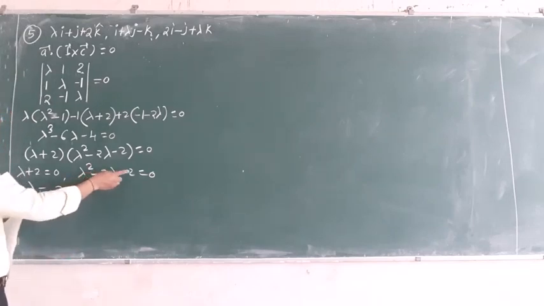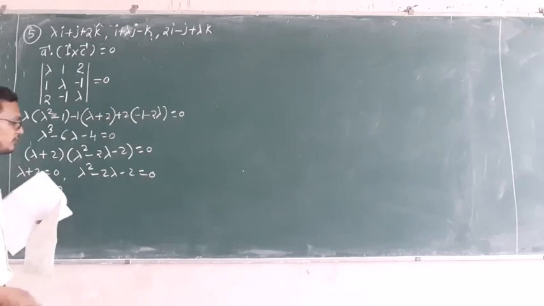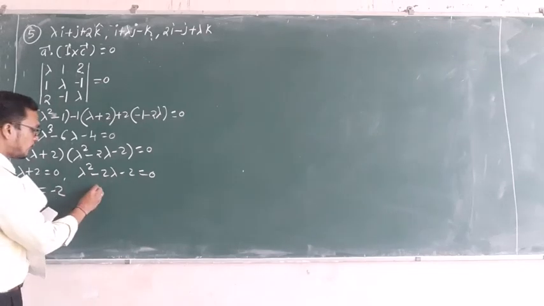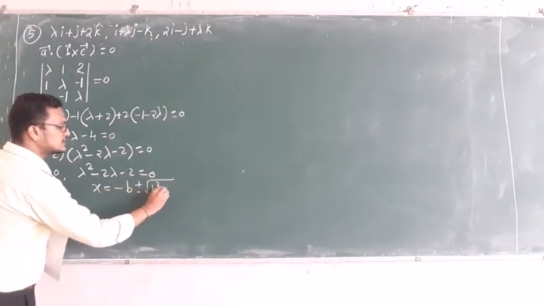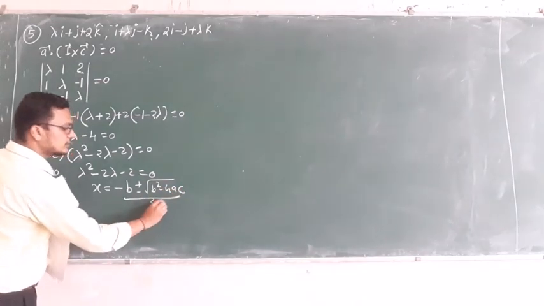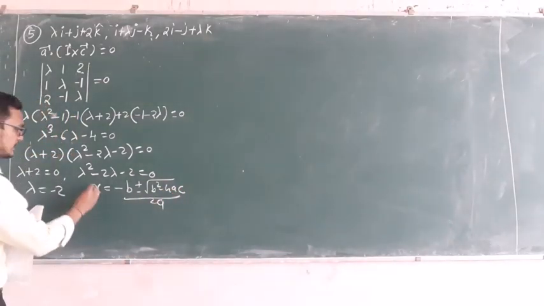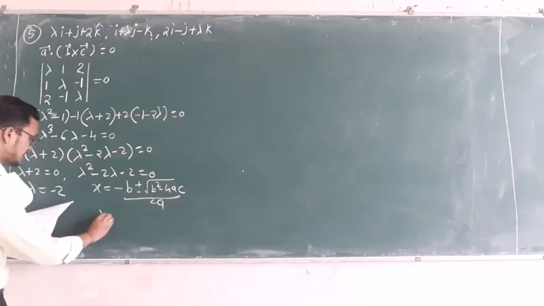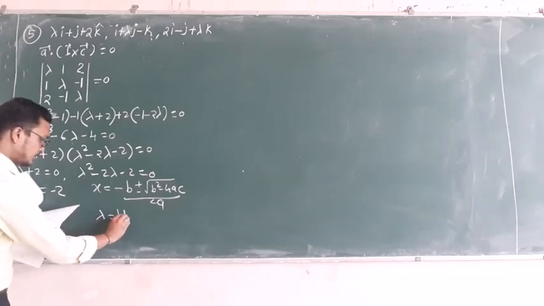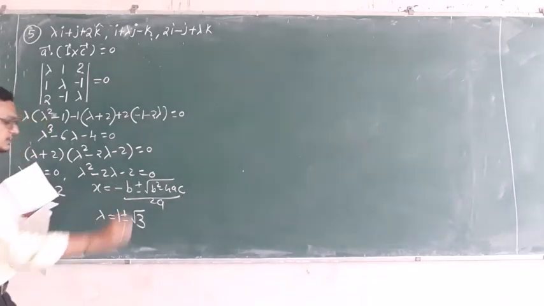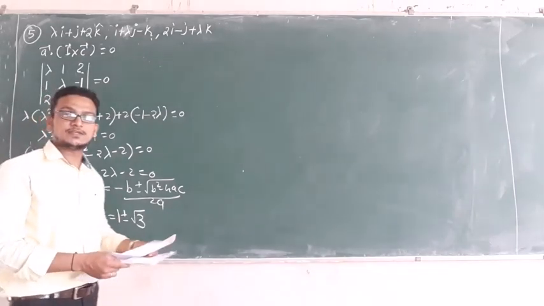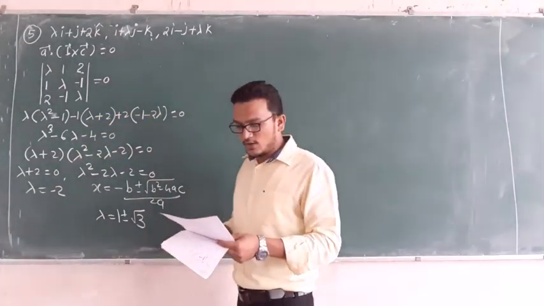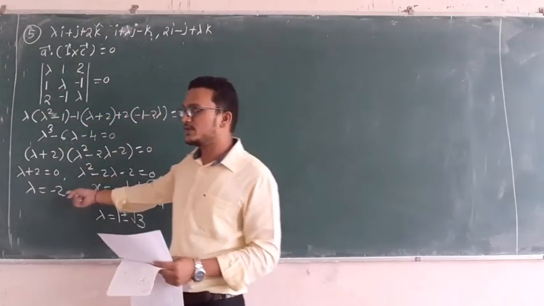Here you can find the roots of this quadratic equation using the formula x is equal to minus b plus or minus root of b square minus 4ac divided by 2a. Using this formula you will get the roots lambda is equal to 1 plus or minus root 3. So when you simplify this, lambda value is minus 2 and lambda value is 1 plus or minus root 3. So in this question, option A will be correct, that is lambda value is minus 2.